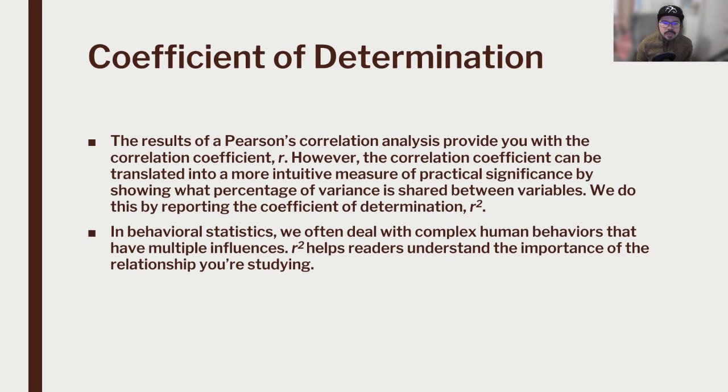So in behavioral statistics, we often deal with complex human behaviors that have multiple influences. And so R squared allows us to help our readers understand the importance of the relationship that we're studying by describing the relationship in terms of variable X having some percentage of impact on variable Y.